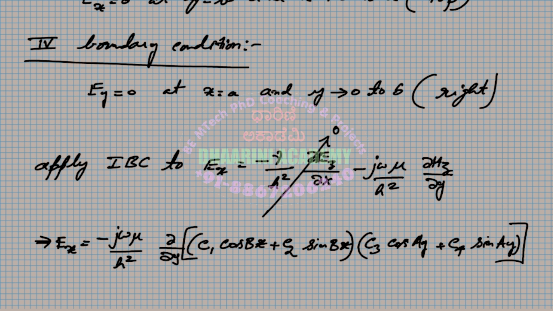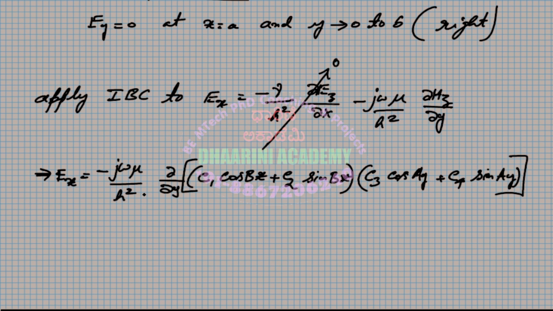So what we can try to do now, what is the substitution? When I make this 0, so when I apply the condition, the left hand side becomes equal to 0. Is it okay? I'm applying the boundary condition. So this is equal to minus j omega mu by h square into, take a derivative with respect to y. So this c1 cos bx, c2 sin bx is a constant for us. So I'm not going to touch that. I'll keep it as it is.